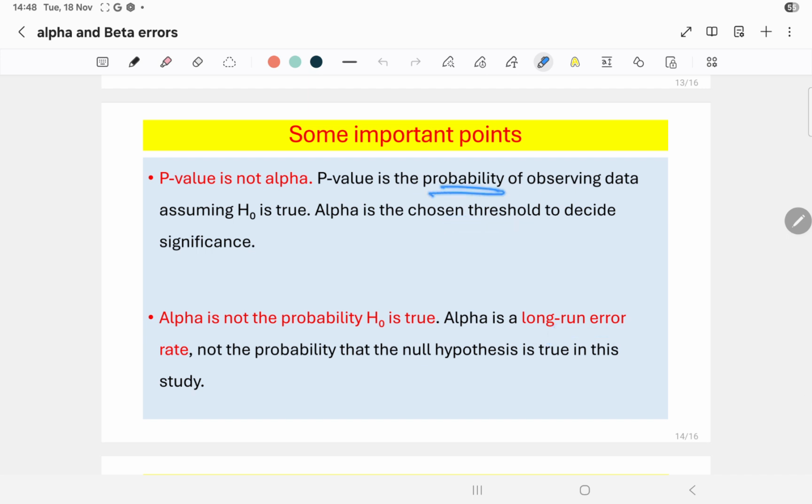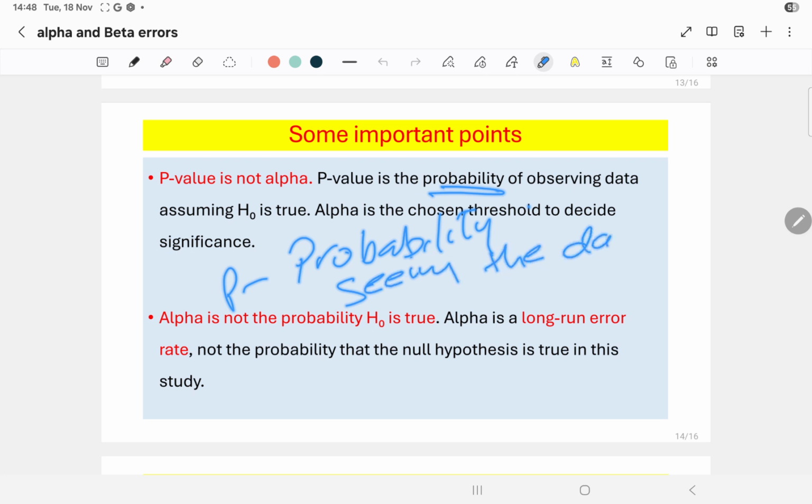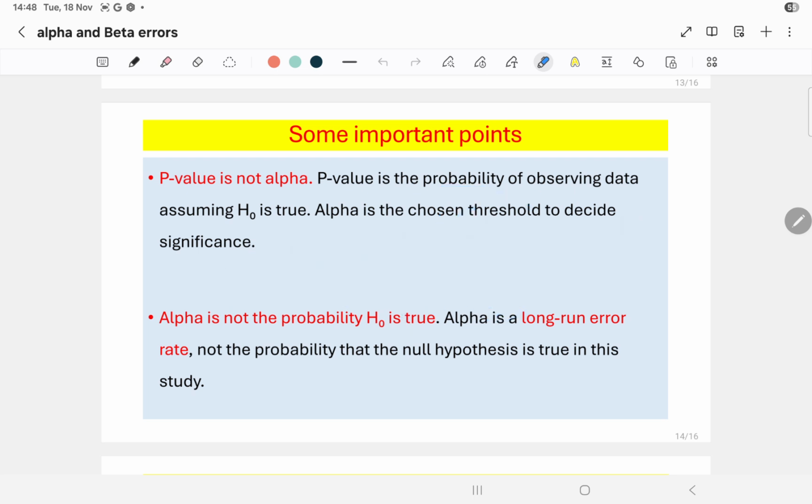Okay. So alpha is a threshold or a long run error. P value is a probability: the probability of seeing the data if the null hypothesis is true. So that is the P value. Alpha error is a long run error, or a threshold that we decided at the start of the study.